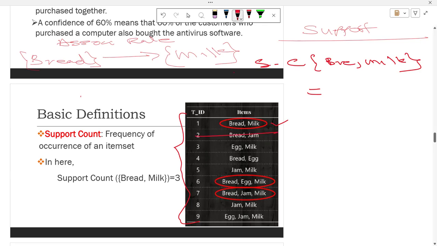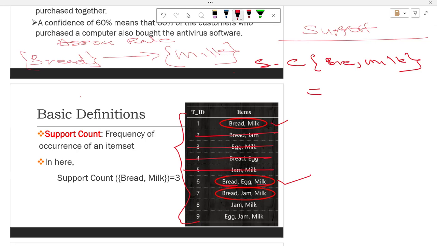If you look at the third one, milk is there but bread is missing, so we cut it down. Fourth one, milk is missing, so we cannot consider this one. Fifth one, bread is missing. If you look at the sixth transaction, they have bread as well as milk. Even though they are purchasing egg as well, in this association rule we look only at whether bread and milk exist. So we can consider this one.